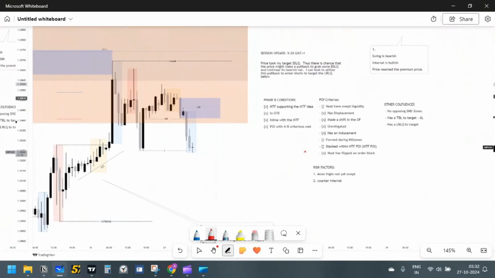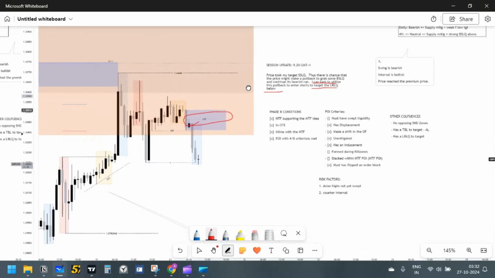At 9:20, price took my target, the sell side liquidity. Thus, there is a chance that the price might make a pullback to grab some buy side liquidity and continue its bearish run. I can look to utilize this pullback to enter shorts to target the low resistance liquidity below. So I expected the price to take out this buy side liquidity, that is the H1 lid, before pushing down to take out all the low resistance liquidity being formed here. So, phase B conditions.